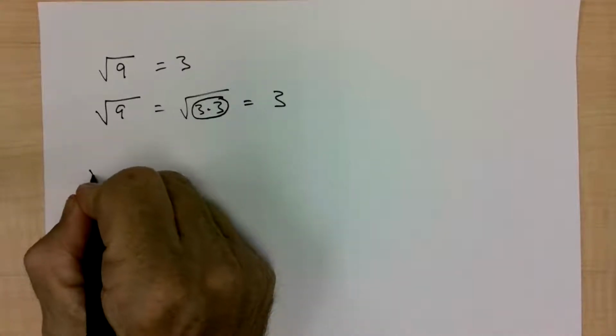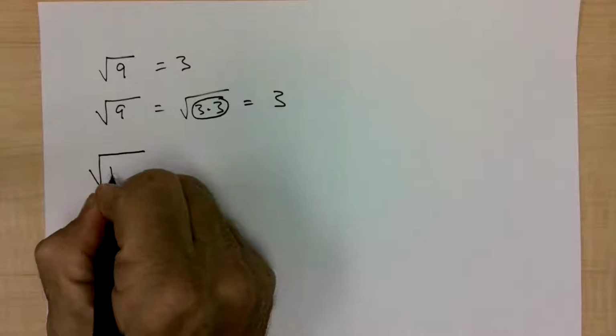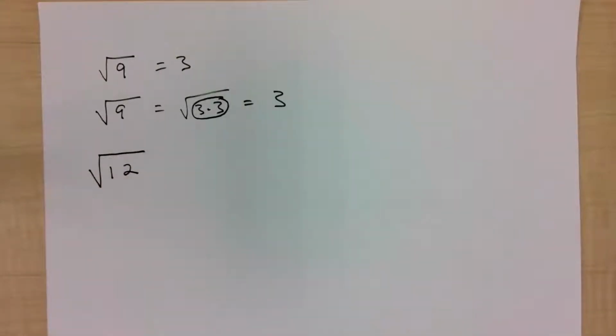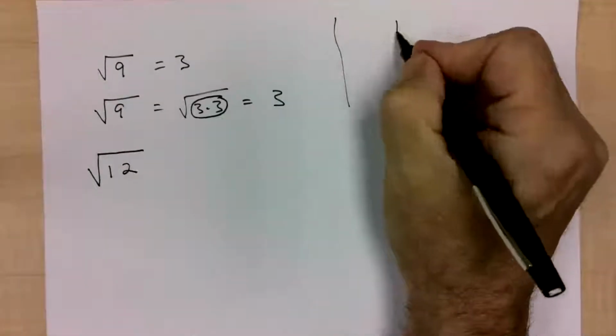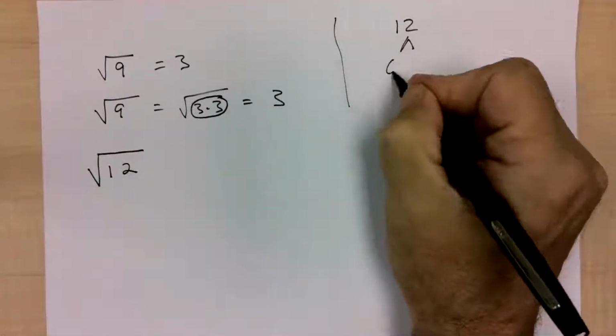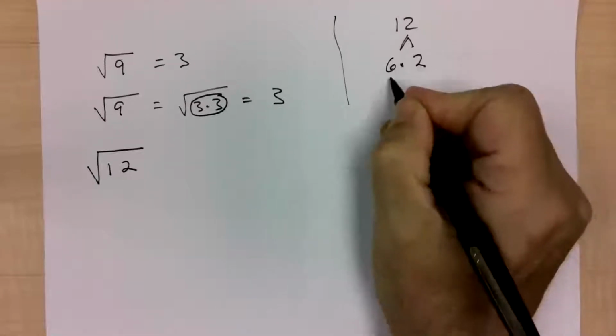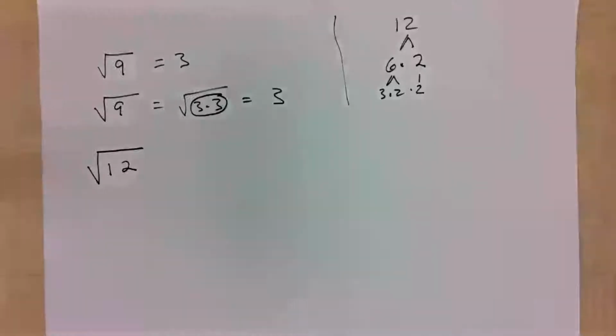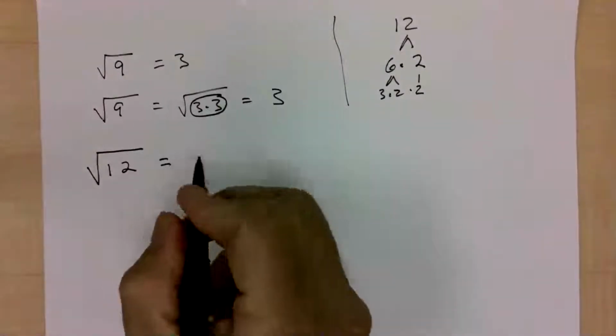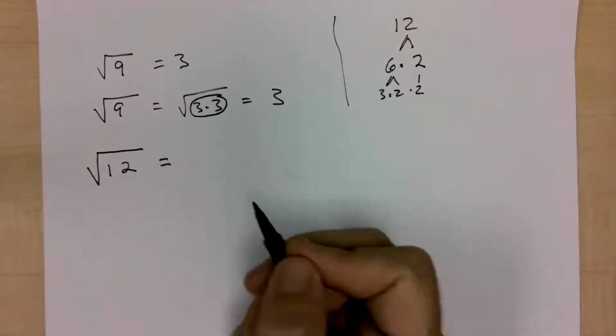Let's go and look at the square root of 12. Now, I don't have an obvious answer. What number times itself equals 12? But what I can do is I can factor 12. 12 is 6 times 2. 6 is 3 times 2. So 12 is 3 times 2 times 2. So that will be our process for simplifying the radical.